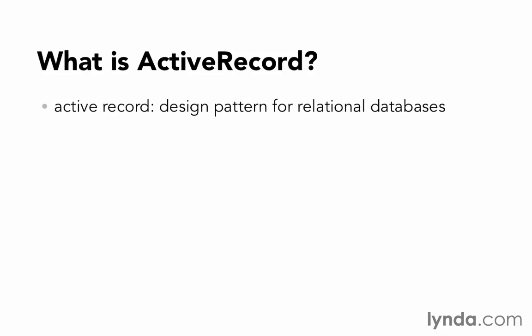Active record, when it's written all lowercase as two separate words, refers to a commonly used design pattern for working with relational databases. It is not Rails specific. You could use the active record pattern in any programming language. It's an approach to designing object-oriented software.